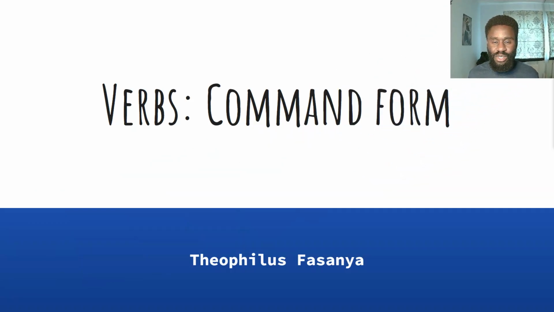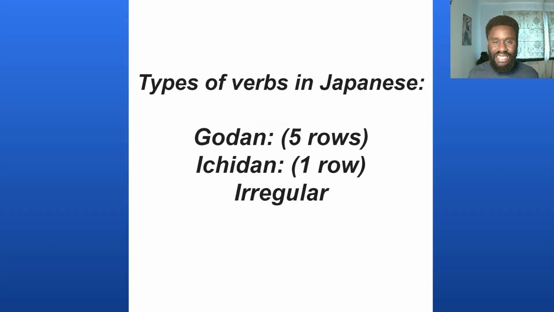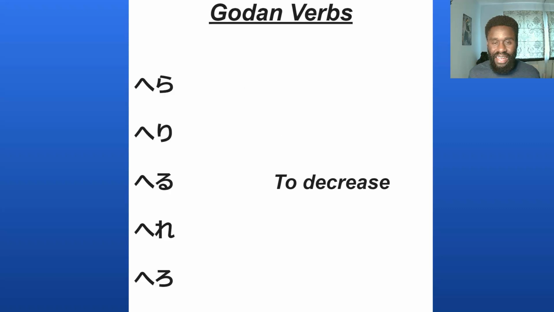Verbs command form. In Japanese, there are three different types of verb: Godan verb, Ichidan verb, and irregular verb. Now, up until now, I've spoken to you about mainly 5 bases for Godan verbs. However, there are a few more bases that need to be explored.